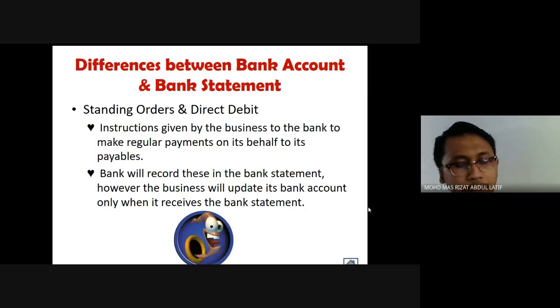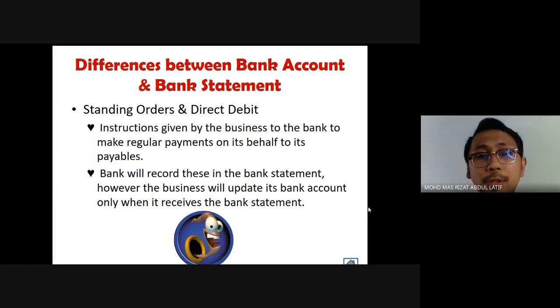Direct debit, apa itu direct debit? So the bank debited the account of the business for payments such as insurance premiums, car loan installments, fees and subscriptions. So the permission for the payment must first be obtained by the accounts payable, who then make the necessary arrangement with the bank for the account of the business to be debited. Maksudnya apa? Arahan pengeluaran duit daripada kita punya bank oleh payable.